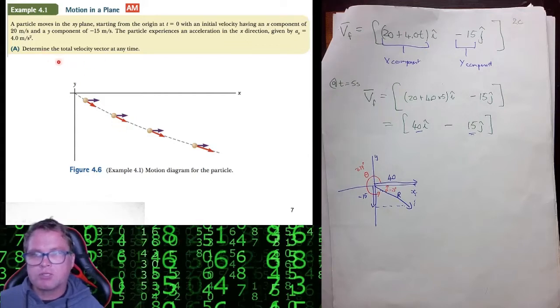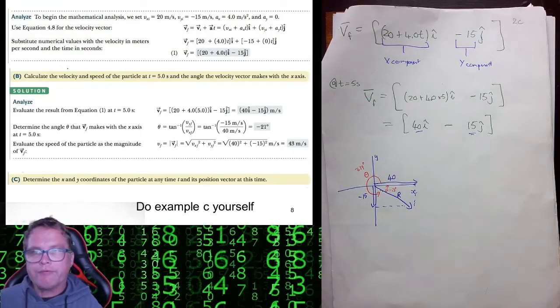Then we've been asked to determine the total velocity vector as a function of time. If we look at the solution provided, the information that we're given is ux equals 20 meters per second, the initial velocity in the y direction is minus 15 meters per second, and the velocity is changing, so the acceleration in the x direction is 4 meters per second squared, and ay is equal to 0.